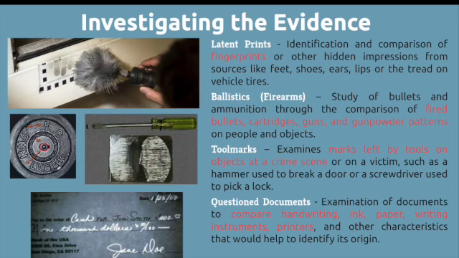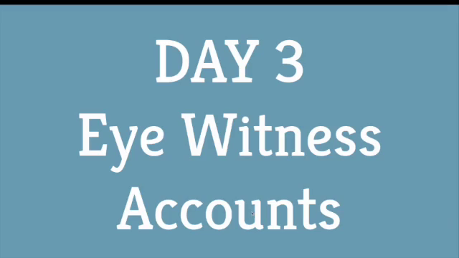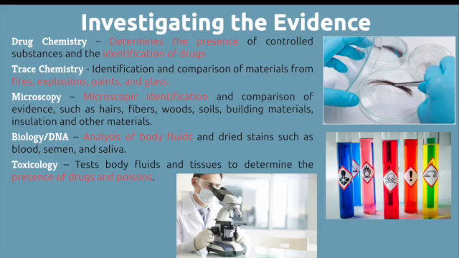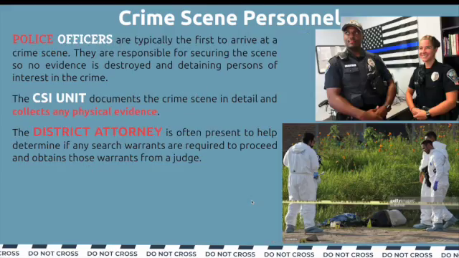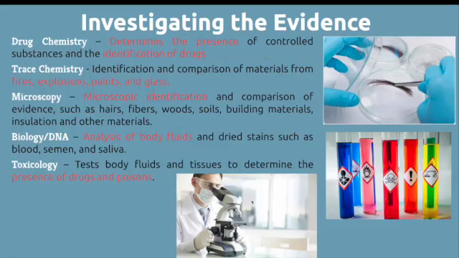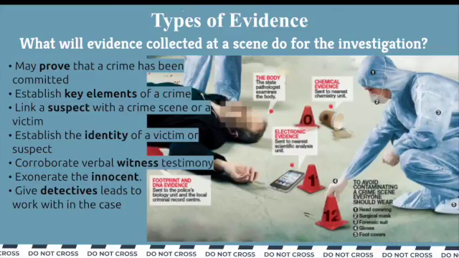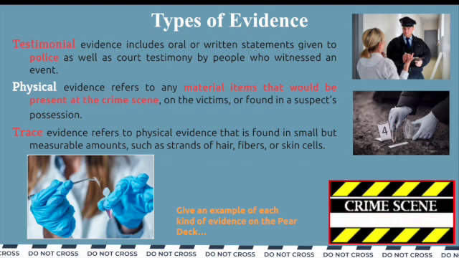So that ends us with the basic investigation of evidence. And so you can go back through here and take a look at who would be at the crime scene, different kinds of evidence you would find at the crime scene, and the three main kinds of evidence that we've been talking about. So hopefully that helps.